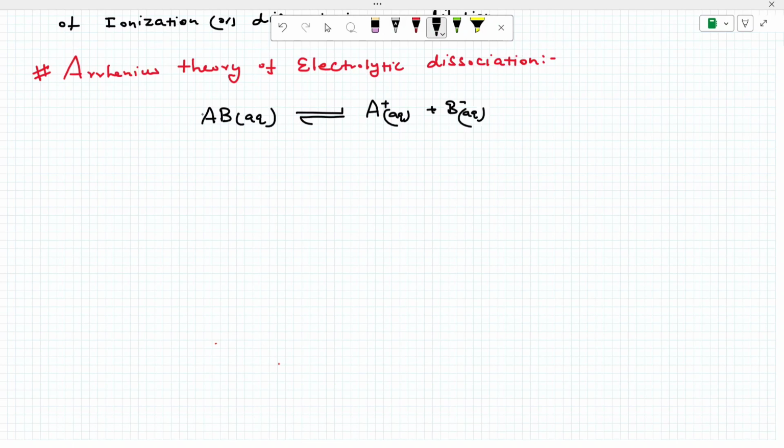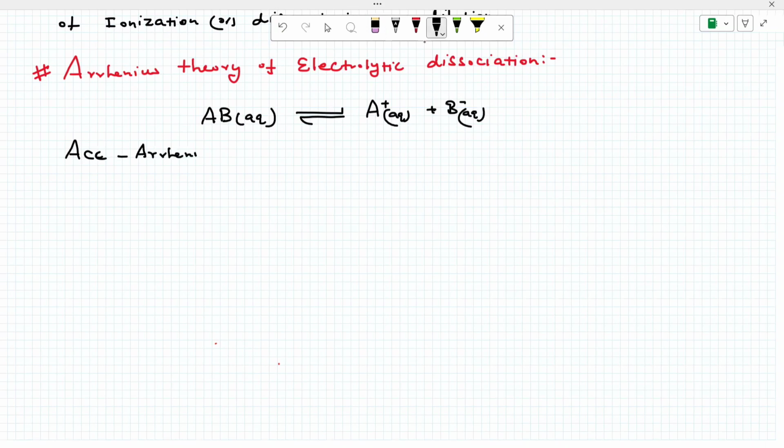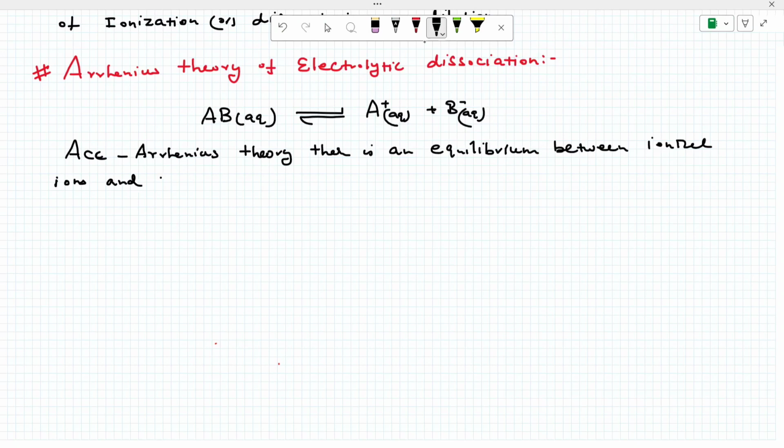According to Arrhenius theory, there is an equilibrium between ionized ions and unionized molecules for weak electrolyte. This is our concept.